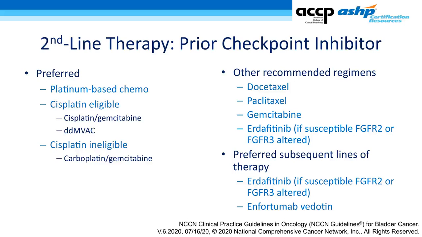So now we have to have a separate branch in the algorithm for folks who received an immune checkpoint inhibitor in the first-line setting. So for these patients, our preferred regimens would be platinum-based chemo if you're cisplatin eligible, or a carboplatin-based regimen if they were cisplatin ineligible. Other recommendations could include a taxane, gemcitabine, erdafitinib, a VEGF-targeting TKI if they have those susceptible VEGF or VEGFR alterations, or potentially enfortumab vedotin.